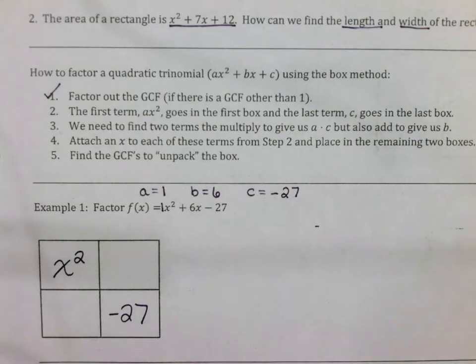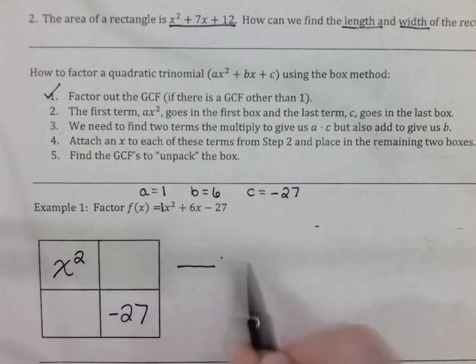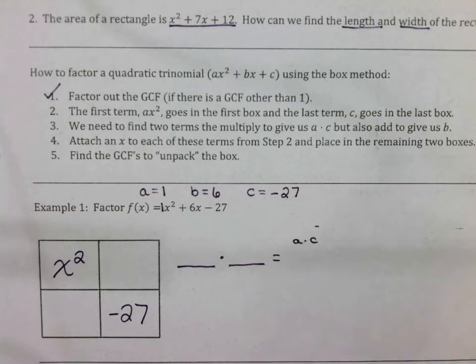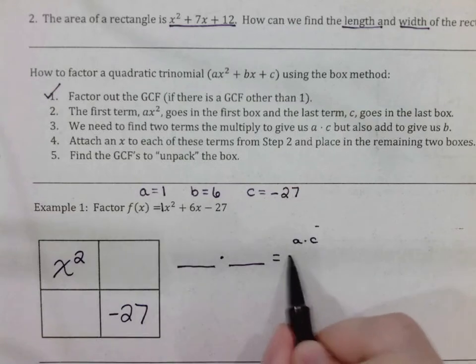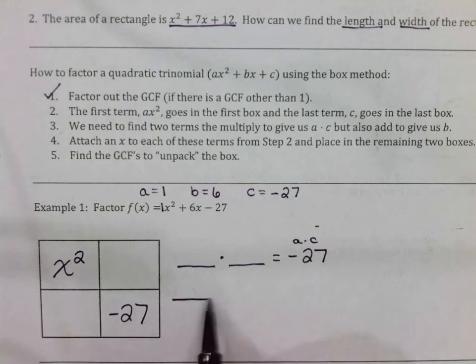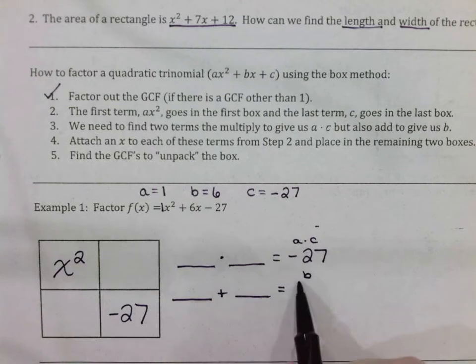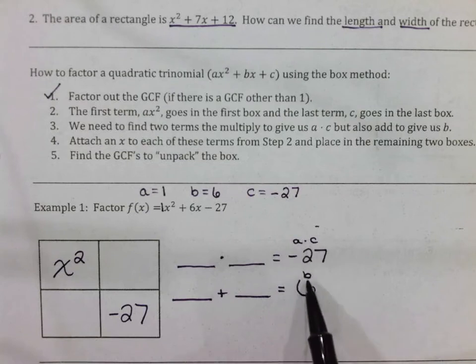Okay, so to figure out what goes in these two boxes, it's kind of like a little puzzle. We need two terms that multiply to get us A times C. Well, A times C, that's 1 times negative 27. But the same two terms are going to have to add to get us B, which is 6. And we always do A times C right here and B right here. And so this is where you have to think a little bit, because there's only one set of numbers that works for this example, that multiply to get us negative 27, but add to get us 6.